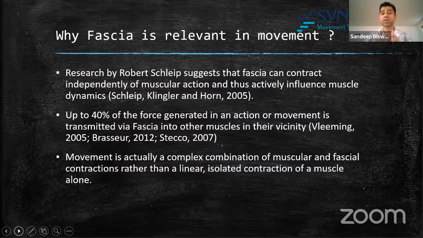So it's very important to understand, if movement is so important, we should be treating the movement, and we should be trying to balance the movement rather than just influencing a particular tissue. And let's now understand why fascia is so relevant to this movement, okay? So Robert Schleip is one of the prominent researchers in the fascial world. He does a lot of work on how to train the fascia, okay? What he suggests is that fascia can actually contract independently of muscular action, okay? So you don't need a muscle action to contract a fascia. Actually, it's the other way around. So you need a fascial contraction to produce a muscle function, okay?